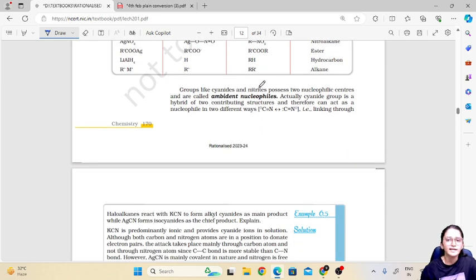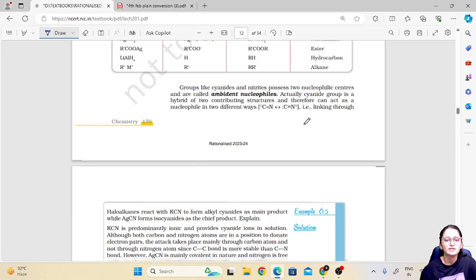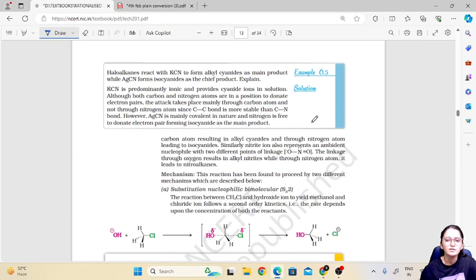Groups like cyanides and nitrites possess two nucleophilic centers and are called ambident nucleophiles. Now in coordination chemistry we have learned what is ambident. Ambident means which can link through either of two different atoms. So here we can see there is a negative charge on this carbon, and here there is a negative charge on nitrogen. So linking through two different atoms.